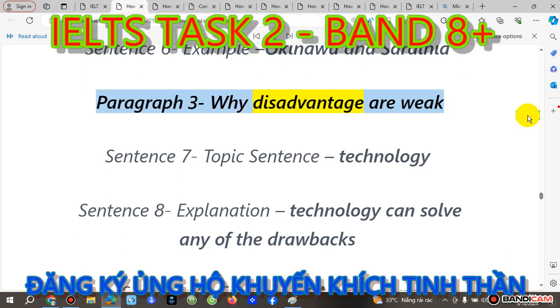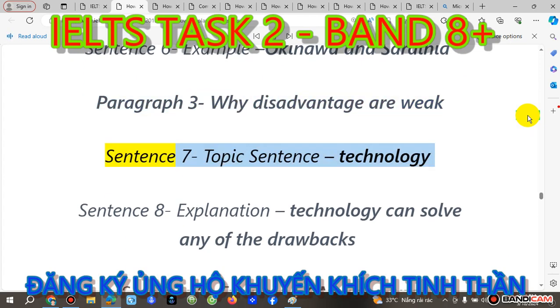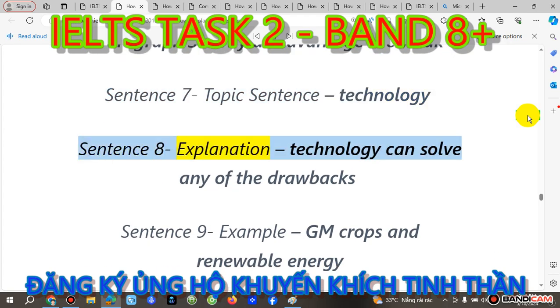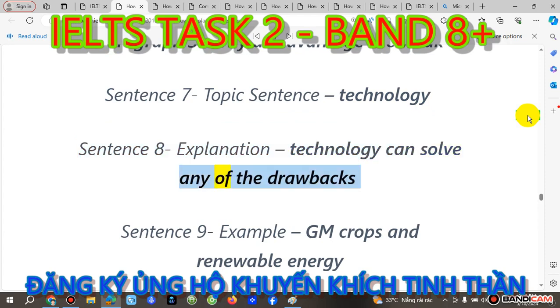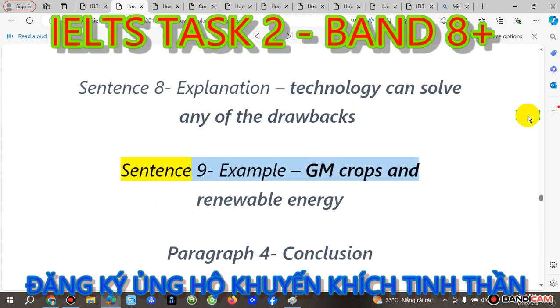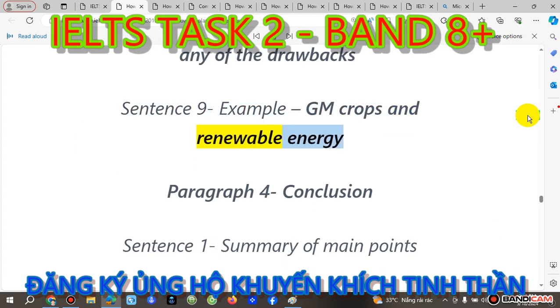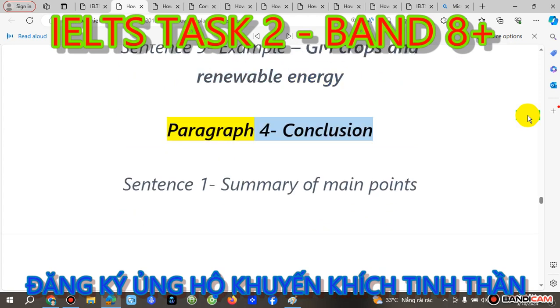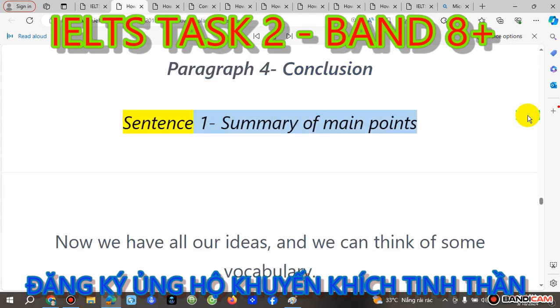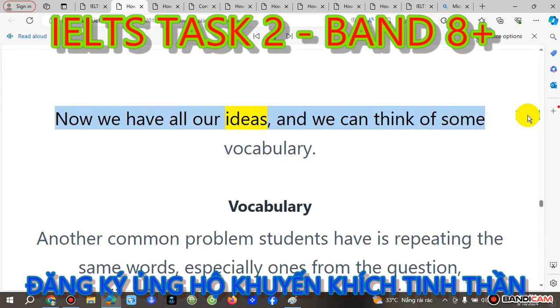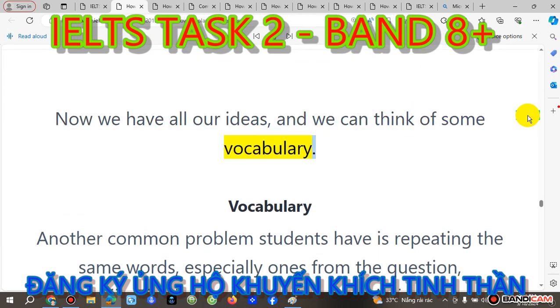Paragraph 3 Why disadvantages are weak. Sentence 7 Topic sentence, technology. Sentence 8 Explanation, technology can solve any of the drawbacks. Sentence 9 Example, GM crops and renewable energy. Paragraph 4 Conclusion. Sentence 1 Summary of main points. Now we have all our ideas, and we can think of some vocabulary.